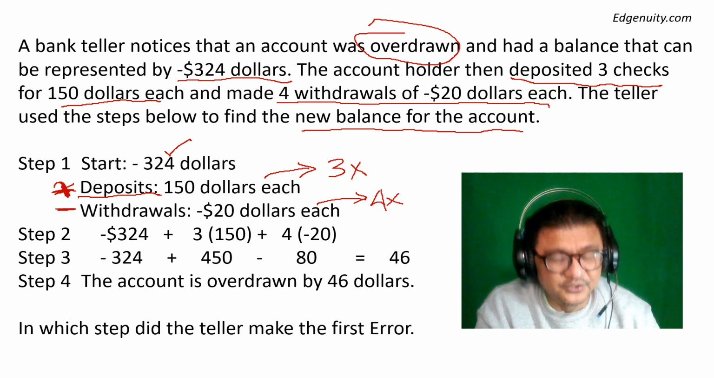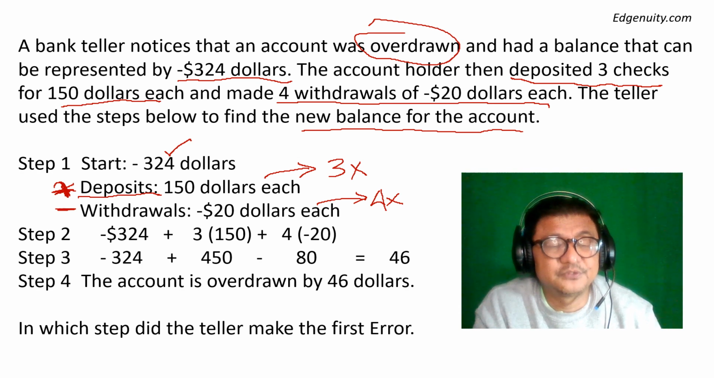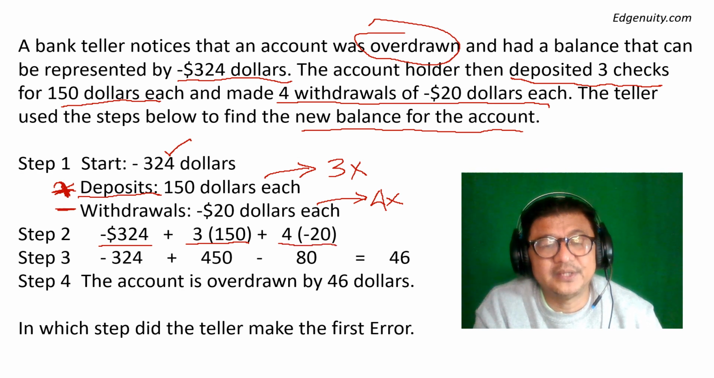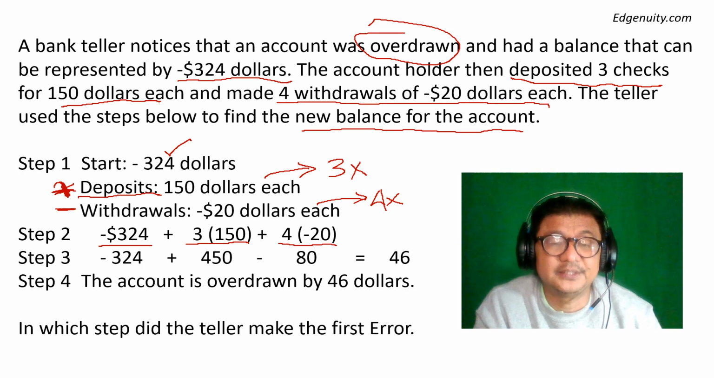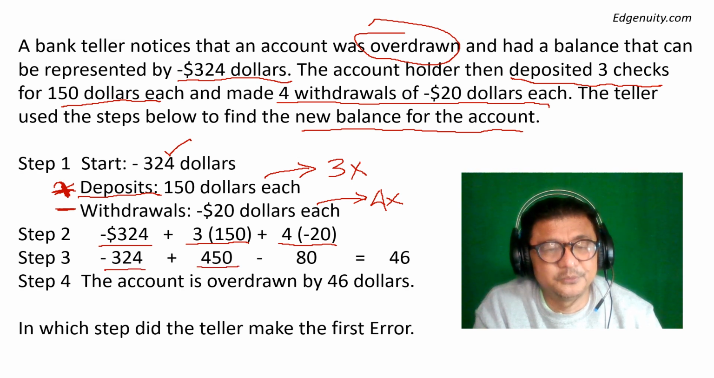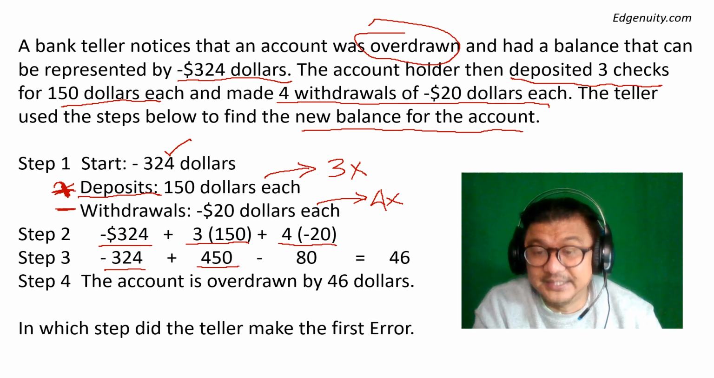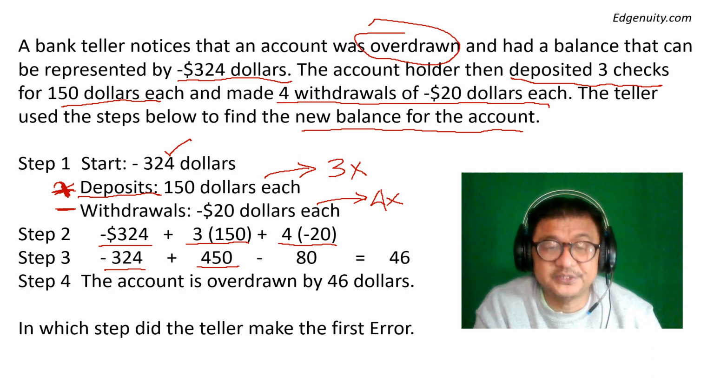Okay, so let's write it now as an expression. So -324 starting money. You added 150 times 3. You know why it's times 3, right? Because of the 3 checks. And then the $20, why is it times 4? Because it was done 4 times. Okay. So you could write it as -20 times 4. So -324 plus 450, you multiply these two, and then you could subtract $80, or you could add a -80. You could add -80 or simply subtract 80.